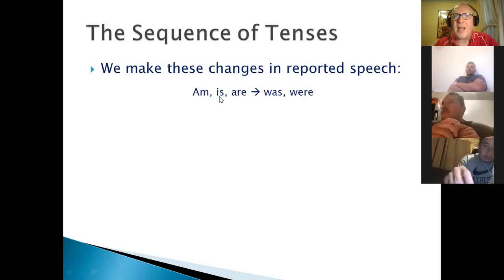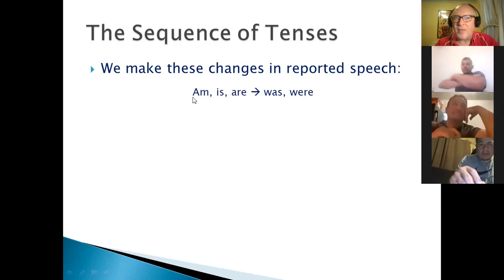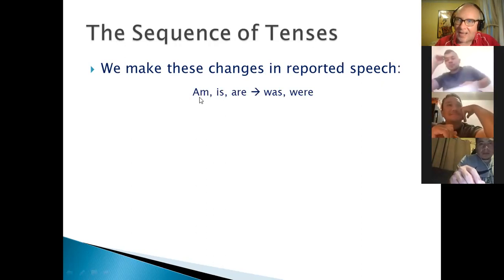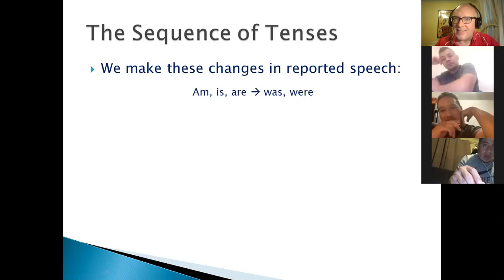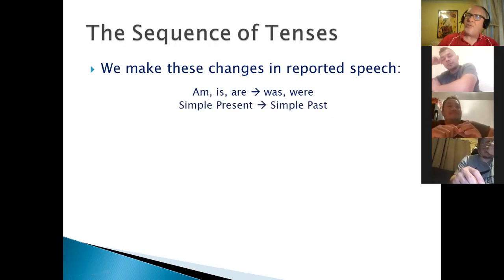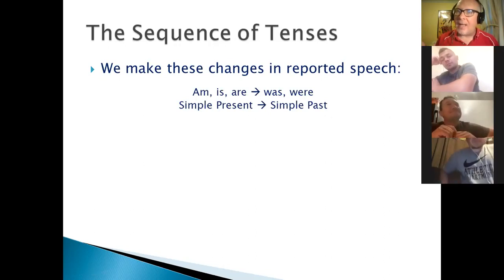If the statement has am, is, are, the report will have was and were. So if somebody says, I am tired, what do I say? She told me she was tired. Simple present becomes simple past. So if someone says, I have a dog, you say, he told me he had a dog. Had. He told me he had a dog.